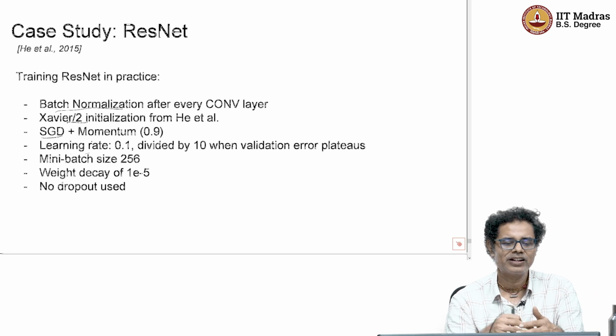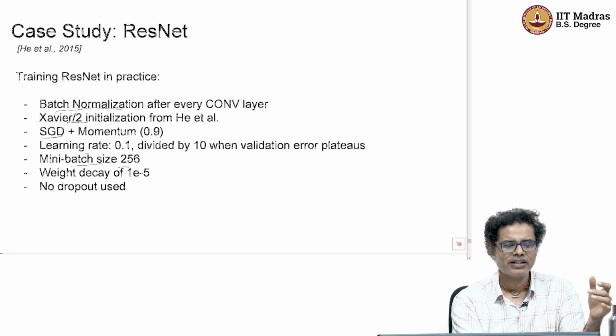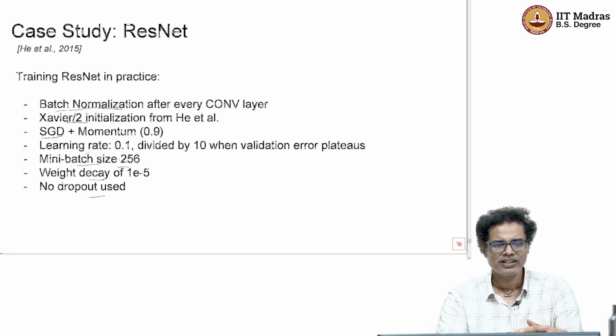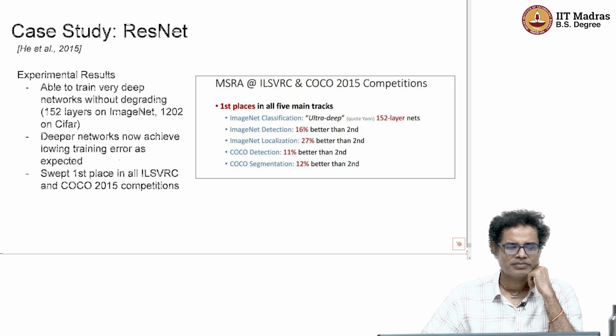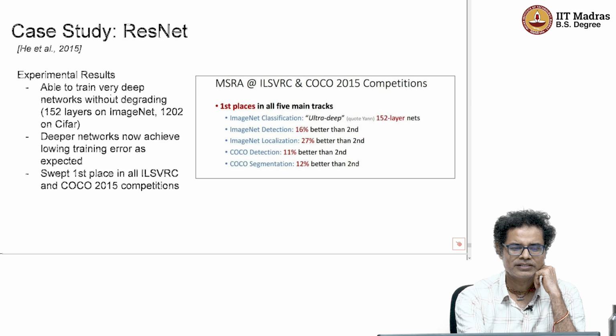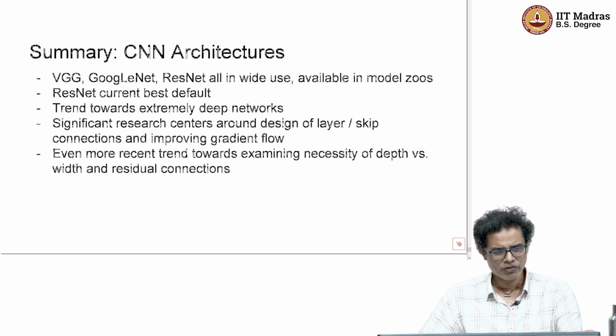Learning rate, as we have said, is how much step to take along the gradient descent direction. Mini batch size is how many images, how many patches we are going to take, and weight decay and all these are regularization techniques. Dropout was not used. So anyway, these are the training details for ResNet. And this is the kind of experimental result that they obtained, that it was able to train very deep networks, like 152 layers, and even deeper layers can be trained like that, and it again performed very, very well.